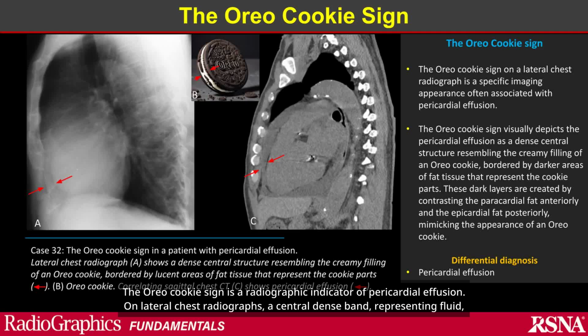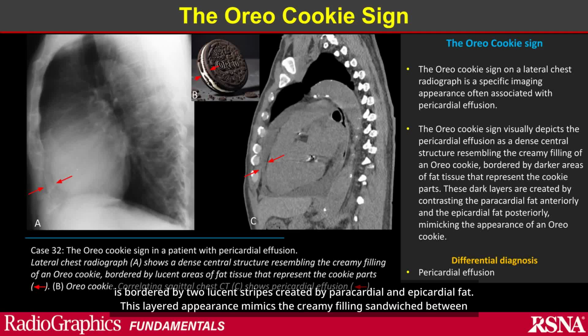The Oreo cookie sign is a radiographic indicator of pericardial effusion. On lateral chest radiographs, a central dense band, representing fluid, is bordered by two lucent stripes created by pericardial and epicardial fat. This layered appearance mimics the creamy filling sandwiched between two dark cookies in an Oreo. When present, this sign is highly specific for pericardial effusion and should prompt further correlation with echocardiography or CT.